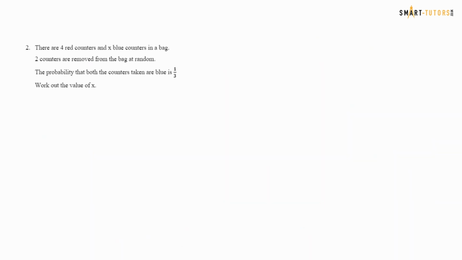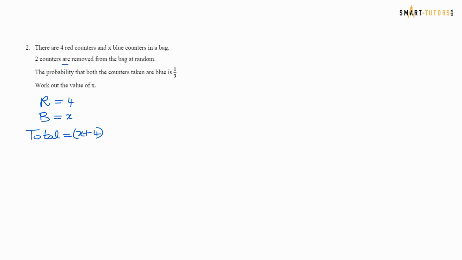Second question. There are 4 red counters and x blue counters in a bag. You've got to clearly understand what is given. There are 4 red counters, so I'm going to put red is 4. And blue counters are x. So if I write the total, the total is going to be x plus 4. Alright, you need to add them together.